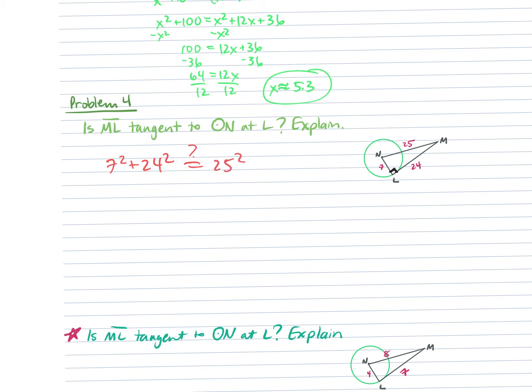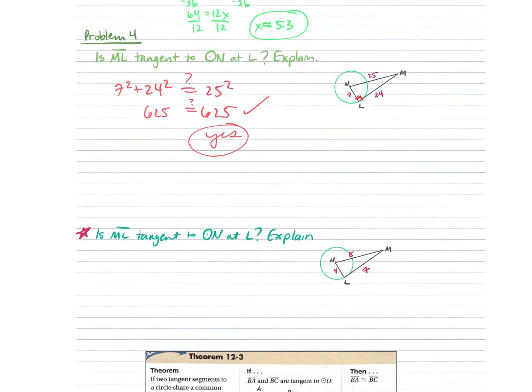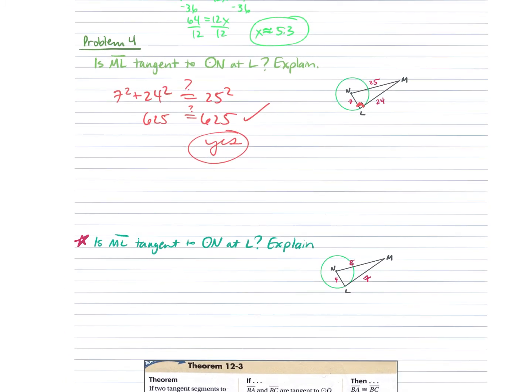And then just do this in Desmos. 7 squared plus 24 squared is 625. Does that equal 25 squared? I think it does. Yes. Okay, so the answer is yes, and it's tangent. If it's hitting right at a 90, that means this is 90 degrees. So we're just checking to see if that's 90 degrees. So try this one on your own. Press pause now and then check back for the solution.